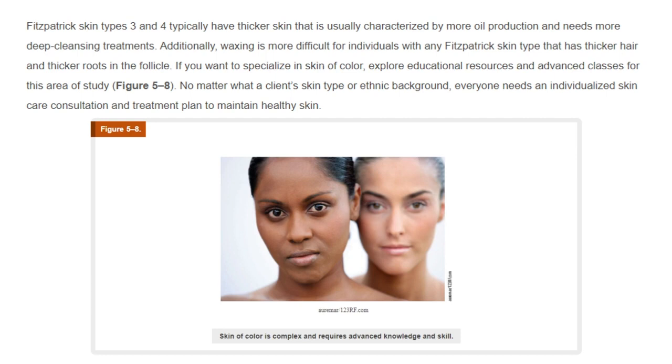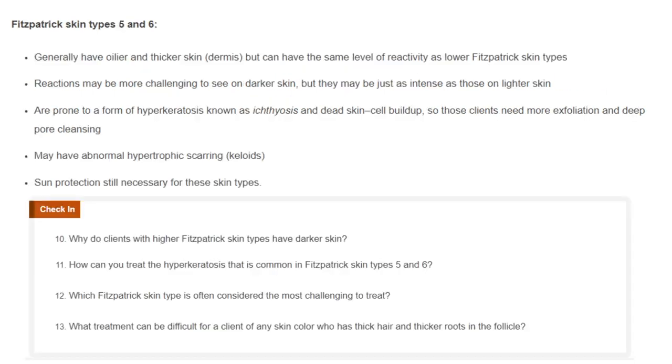Figure 5.8. Fitzpatrick skin types 5 and 6. Generally have oilier and thicker skin, dermis, but can have the same level of reactivity as lower Fitzpatrick skin types. Reactions may be more challenging to see on darker skin, but they may be just as intense as those on lighter skin. Are prone to a form of hyperkeratosis known as ichthyosis and dead skin cell buildup, so those clients need more exfoliation and deep pore cleansing. May have abnormal hypertrophic scarring, keloids. Sun protection still necessary for these skin types.